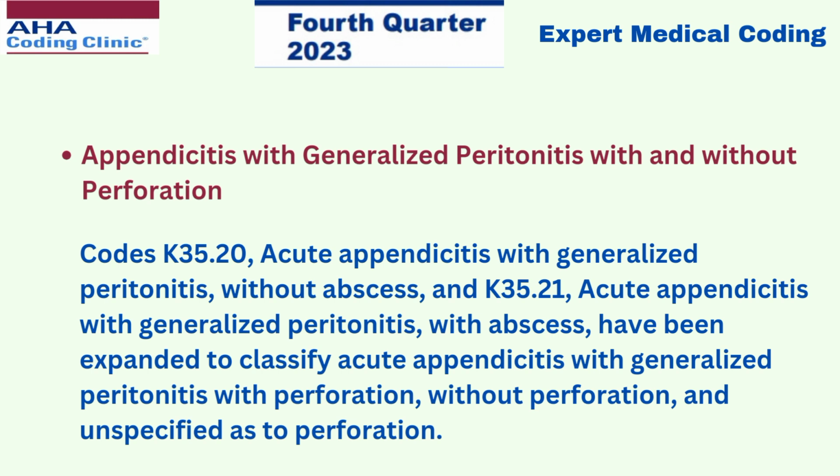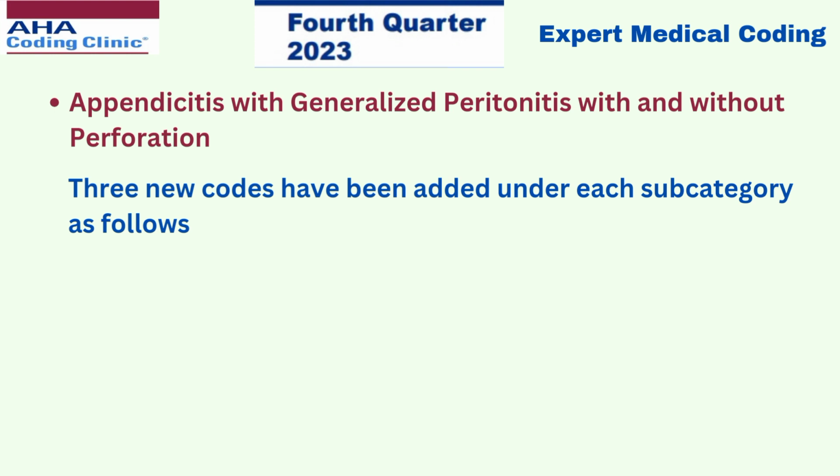So the update here is codes K35.20, acute appendicitis with generalized peritonitis without abscess, and K35.21, acute appendicitis with generalized peritonitis with abscess, have been expanded to classify acute appendicitis with generalized peritonitis with perforation, without perforation and unspecified as to perforation. So three new codes have been added under each subcategory as follows.